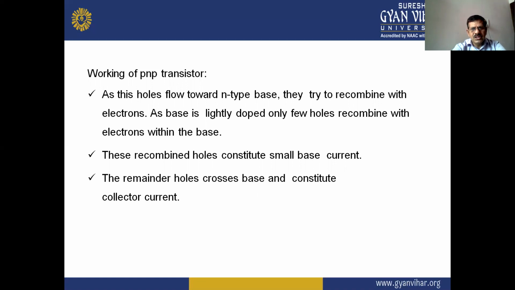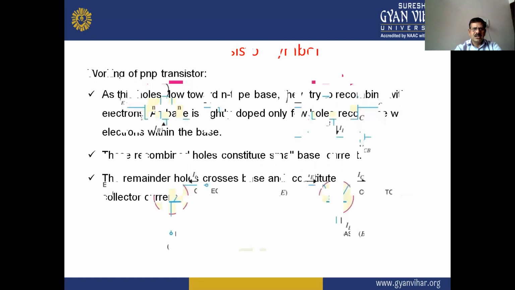The remaining holes cross the base and move into the collector region, and these holes constitute the collector current. This is large as compared to the base current.